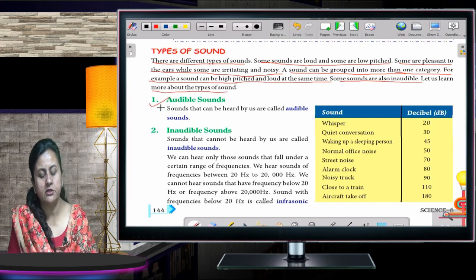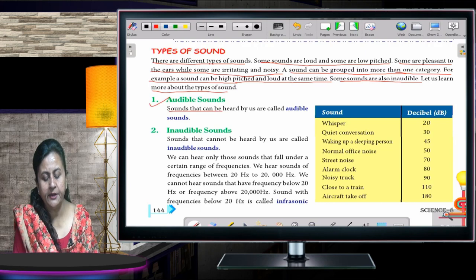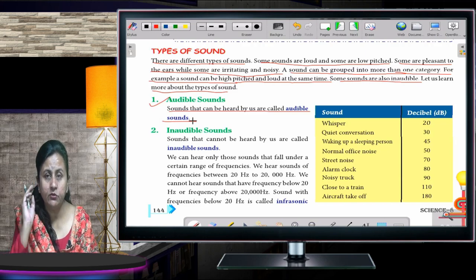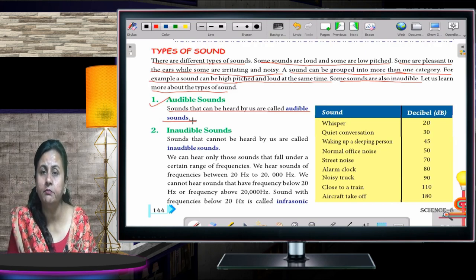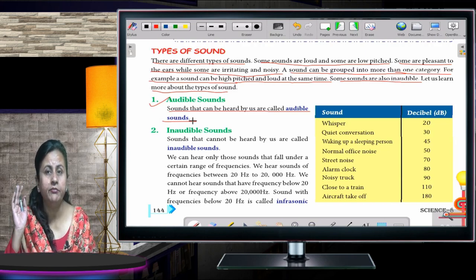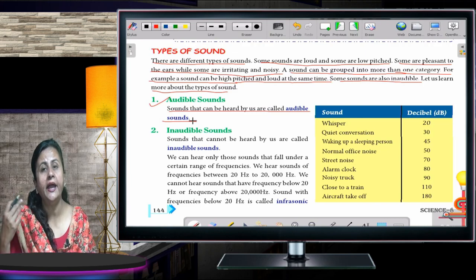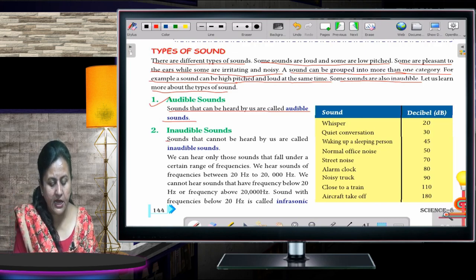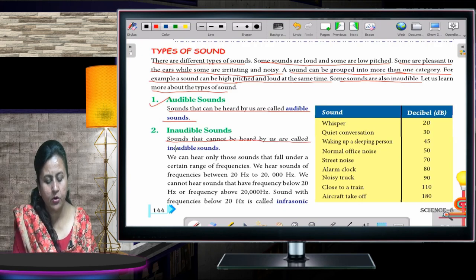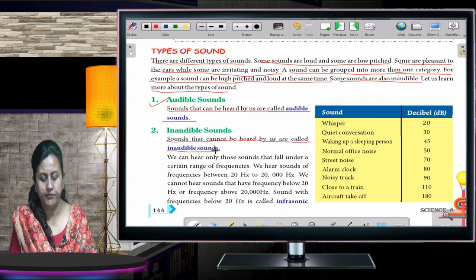Now, there are different types of sound. First is audible sound. Sounds that can be heard by our ear are called audible sounds. Okay, I can hear, that means that sound is audible. If I say I cannot hear, that is inaudible. Sounds that cannot be heard by us are called inaudible sounds. Fine.